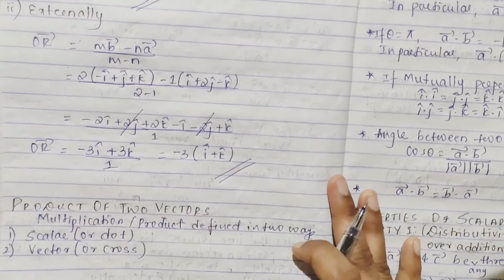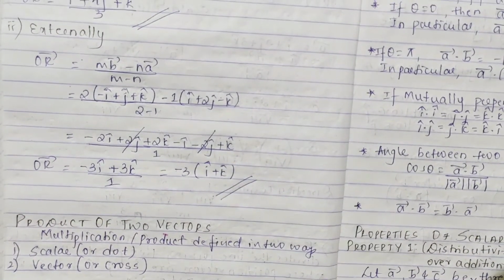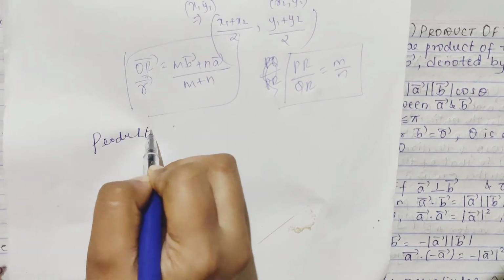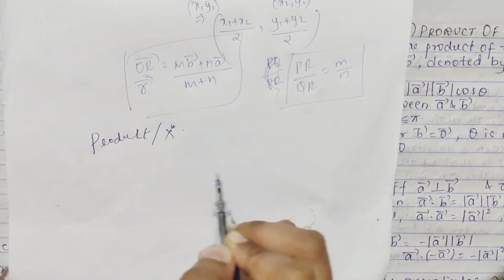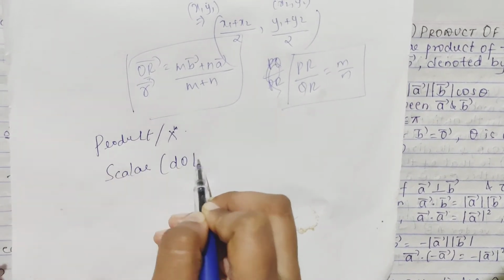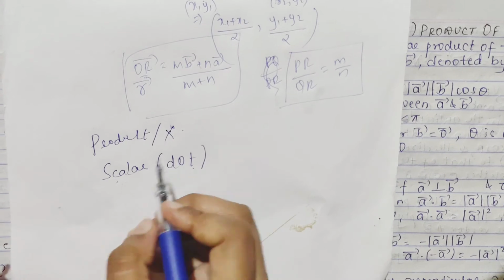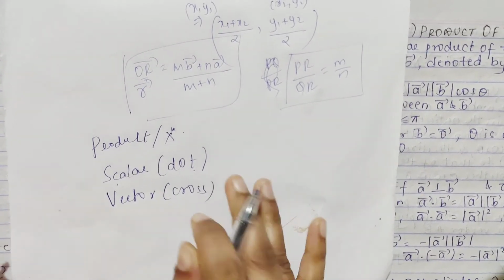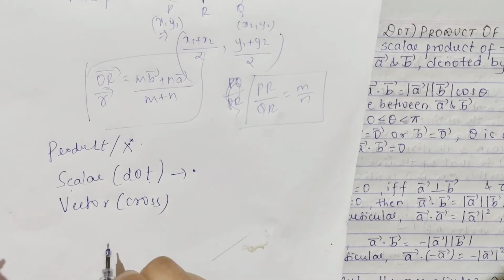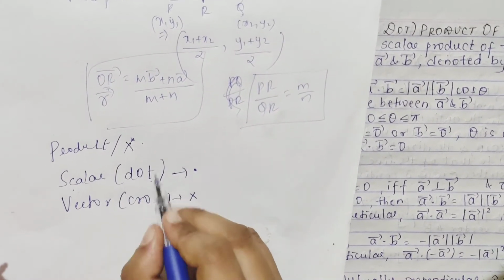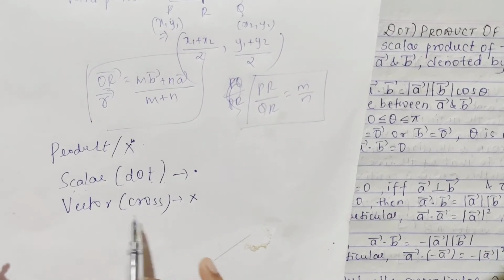Next you have product of two vectors. Product means what? Yes, multiplication, right? You can take multiplication of two vectors. In that you have one scalar. Scalar is termed as dot, and vector is termed as cross. This is given as a dot sign and this is given as a cross sign, like this multiplication. So two types are there, one scalar product and one vector product.